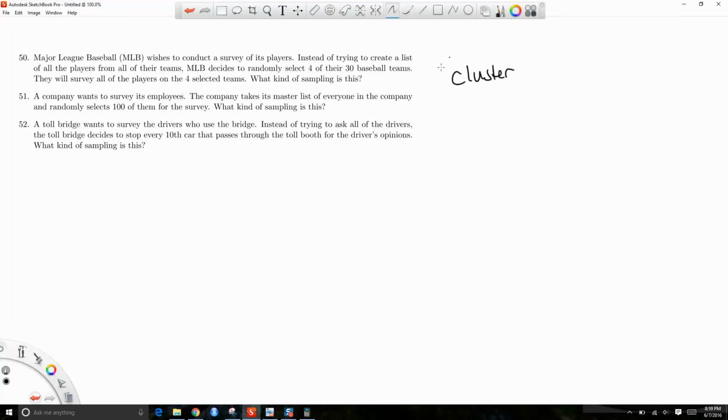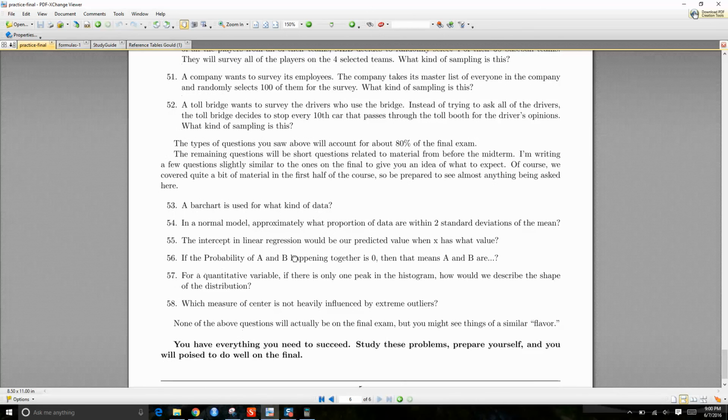Okay, and then a company wants to survey its employees. They take its master list of everyone and randomly select people. That's going to be SRS. And then number 52, they've got a toll bridge and they're going to stop every 10th car. Systematic. Systematic. Okay, great. Let's look at these other questions here.